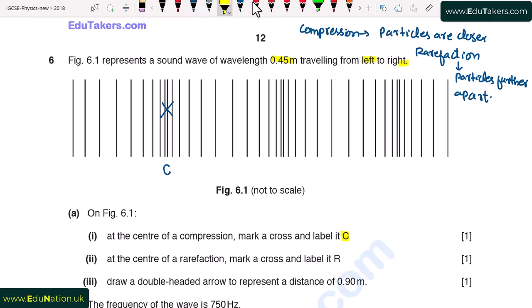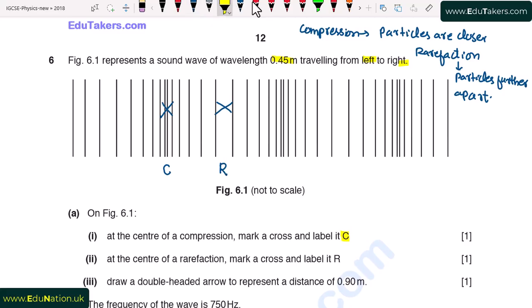Part 2. At the center of a rarefaction, mark a cross and label it R. So here is the second portion where the particles are further apart from each other. The distance between them is very large as compared to compression. So this is basically the region where there is a large distance. So it is a rarefaction and we have to place a cross at the center. So I will place a cross here and label it with R.